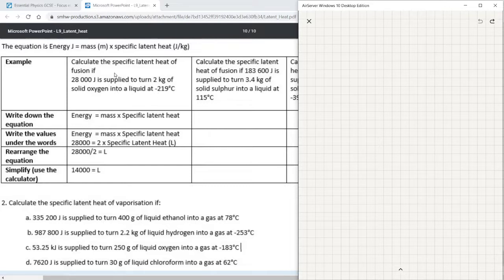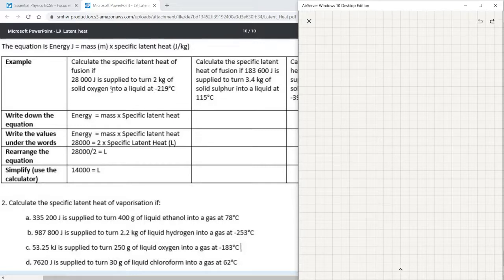Quite often with these questions you will get a temperature measurement as well. If you look at this equation, there's no temperature in it, so this number here is a little bit of a red herring. You don't add it or multiply it or divide it or anything.